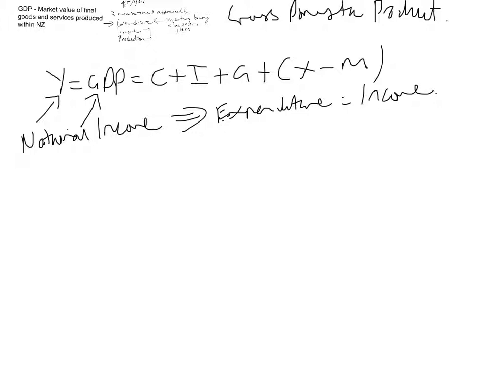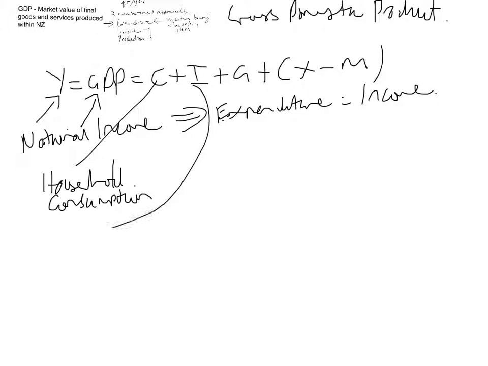Alright, so what's this one here? Well, this one here, C, is household consumption spending. So just going and doing grocery shopping is an example of C. Every time you go to Pak'nSave, you're undertaking household consumption spending.